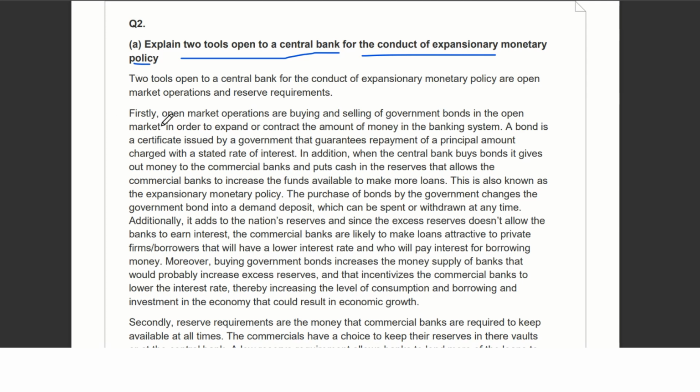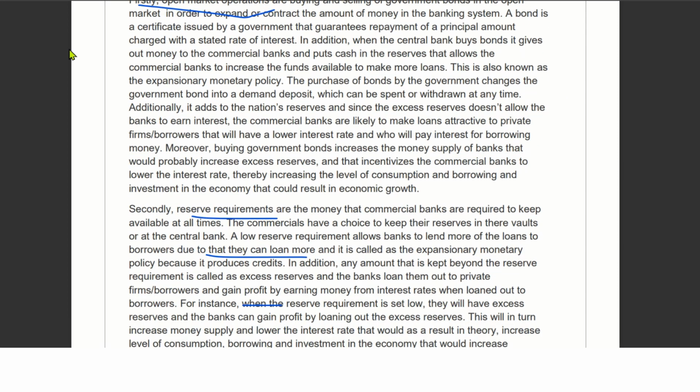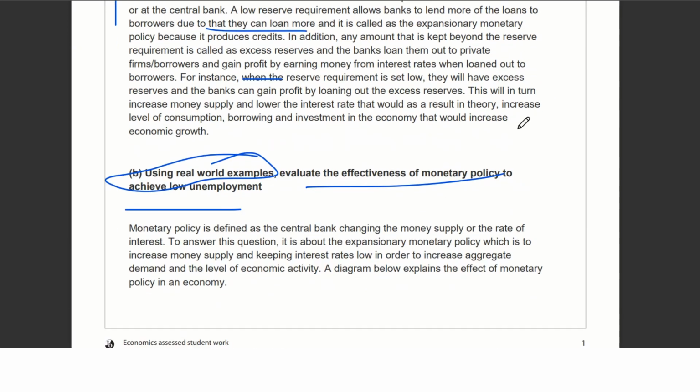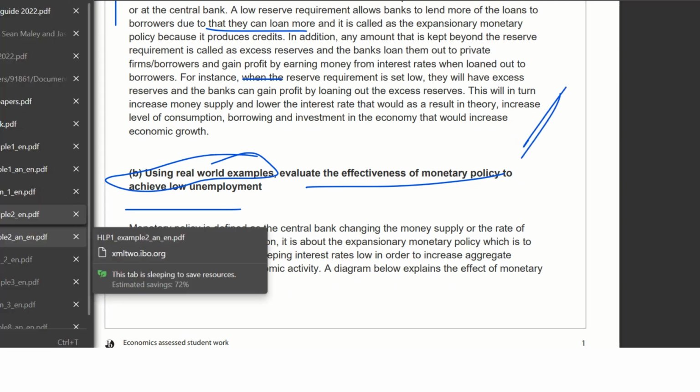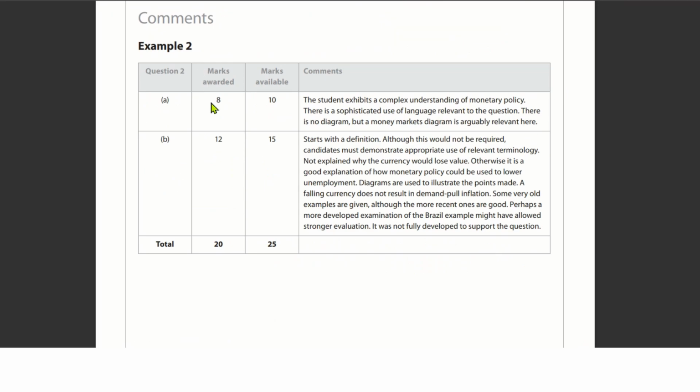Firstly, he talked about open market operations, and the second one is reserve requirements. These tools are used and explained very well, right? And what is the examiner's comment? If you look at it, the examiner gave 8 marks out of 10.